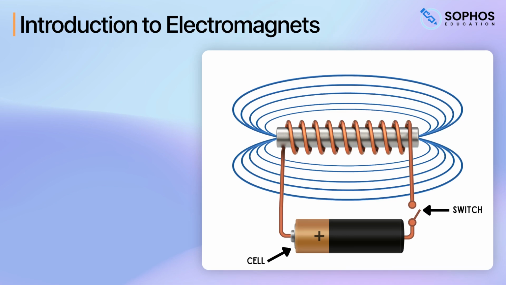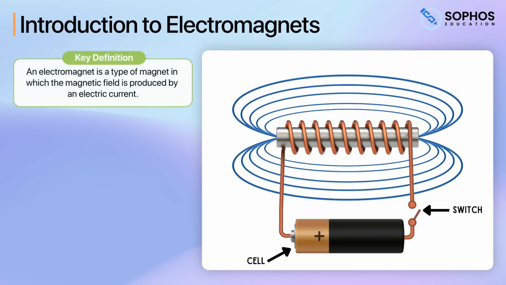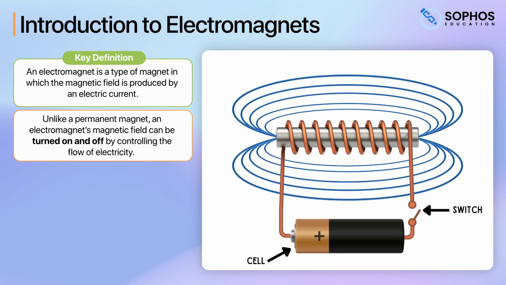Let's first understand what electromagnets are. An electromagnet is a type of magnet in which the magnetic field is produced by an electric current. Unlike a permanent magnet, an electromagnet's magnetic field can be turned on and off by controlling the flow of electricity.